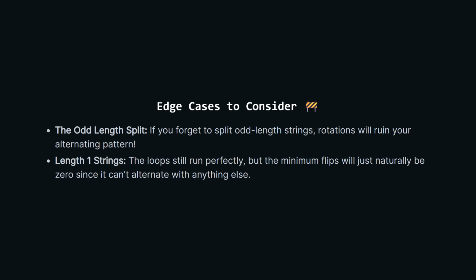The biggest trap in this problem is definitely the odd length constraint. If you only check the whole string as one big piece, you will completely fail on odd length inputs because shifting destroys the pattern. The code safely handles this by explicitly checking if the length modulo 2 is 1. Also, if you get a string of length 1, the logic still works flawlessly, safely returning 0 flips since a single character is already alternating with nothing.